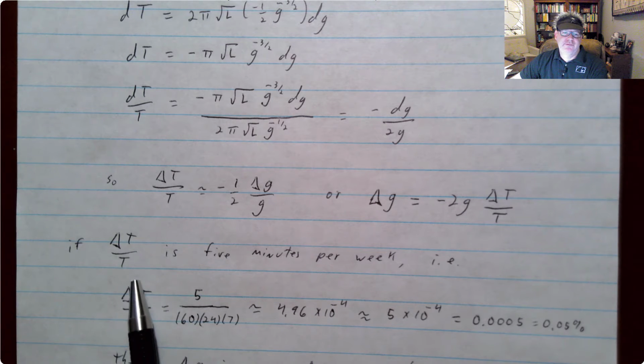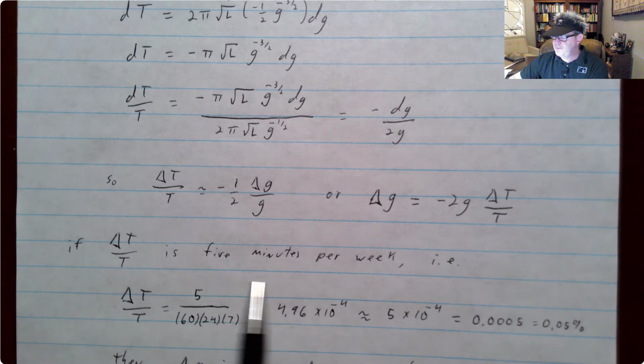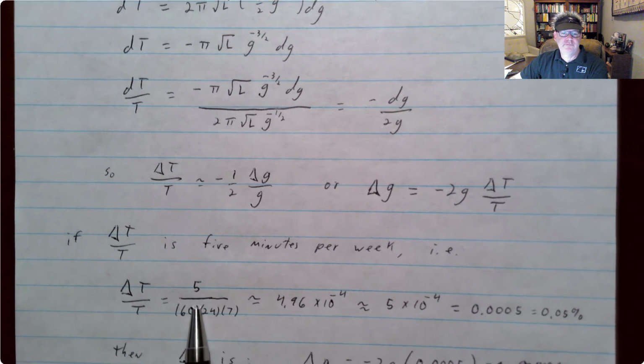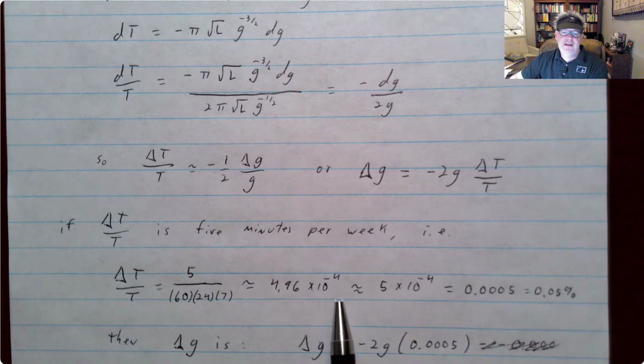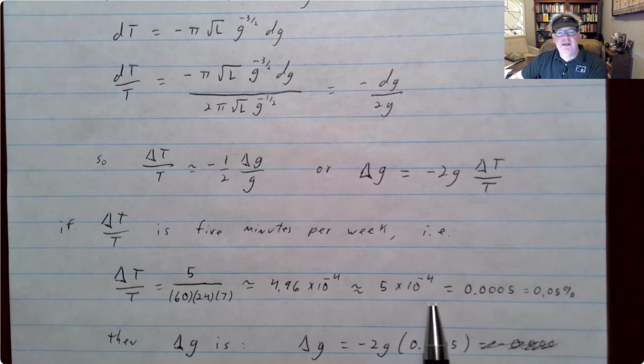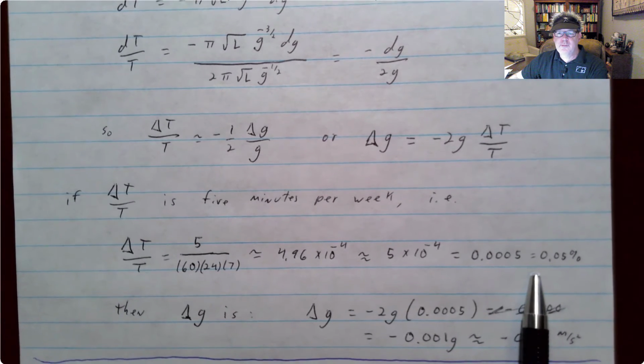If the clock was slow by 5 minutes per week, notice slow actually means the period's increasing, right? It takes a little longer to go back and forth. So the clock's running slow 5 minutes per week. That's 5 minutes, and this would be the number of minutes in the week: 60 minutes per hour, 24 hours per day, 7 days per week. That's roughly 5 times 10 to the negative 4, if we approximate it.